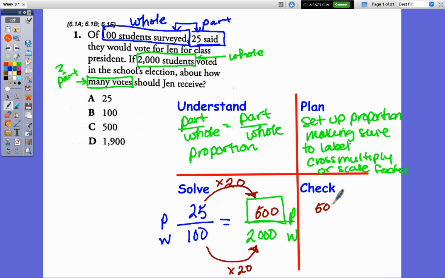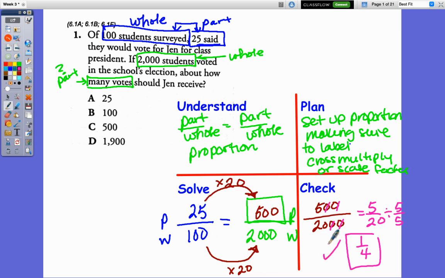And then I can check that by setting it up 500 over 2,000. And I can just go ahead and cancel 1, 1, 1, 1. That gives me 5 over 20, which I can then divide 5 out of 5. And my answer is 1/4. And when we look at this originally, 25 out of 100 is 1/4. So that does check.